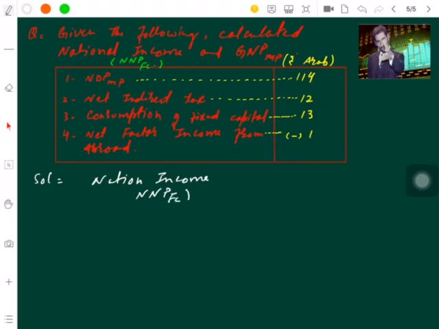National income or NNP at FC is equal to, what we have been given? NDP, which is at market price. Second, we have been given NIT, minus NIT. Third is consumption of fixed capital. We have to do nothing with it, as from the previous way of calculating formulas. The fourth has been given as NFIA. We are talking about the national income, so we will require NFIA, and we will have to add NFIA in it.